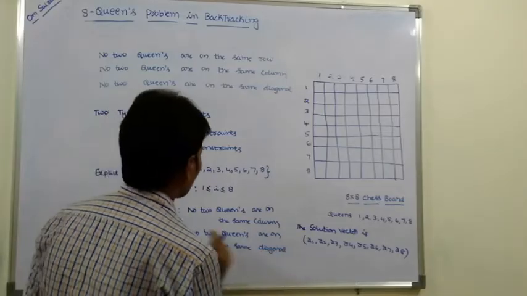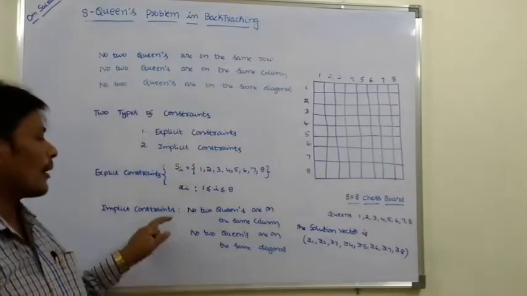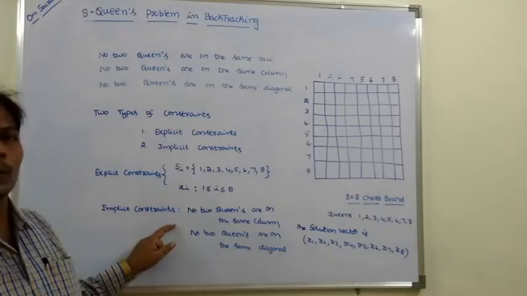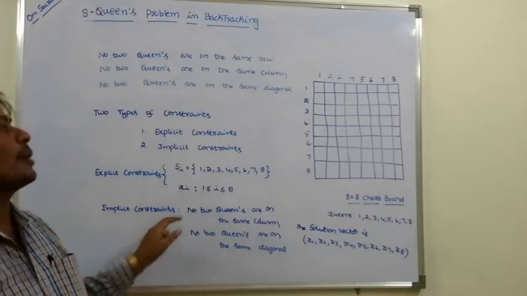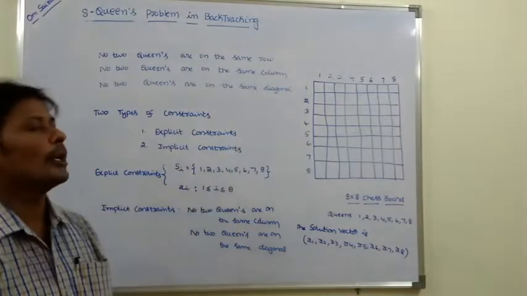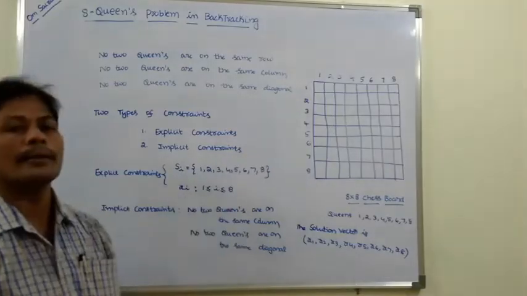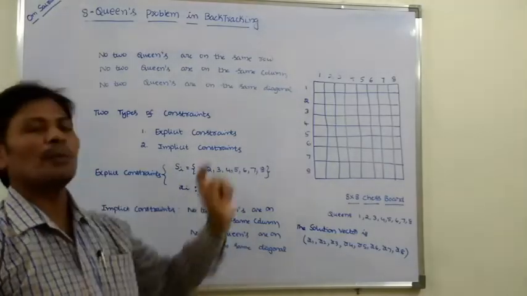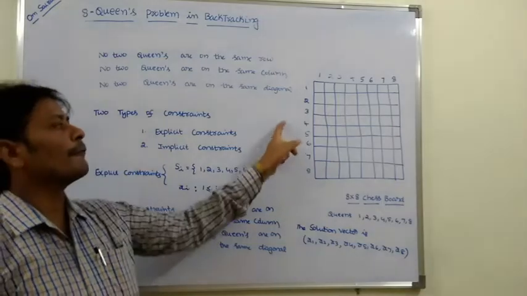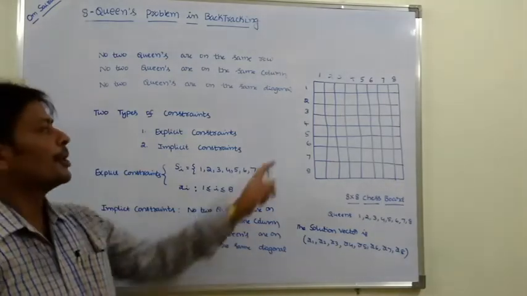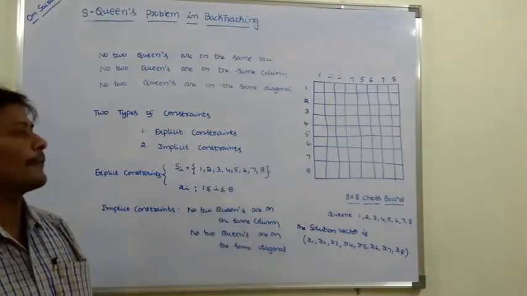We are not mentioning the rules. According to the rule, queen 1 can be placed on the first row, queen 2 can be placed on the second row, queen 3 can be placed on the third row, queen 4 can be placed on the fourth row, queen 5 can be placed on the fifth row.